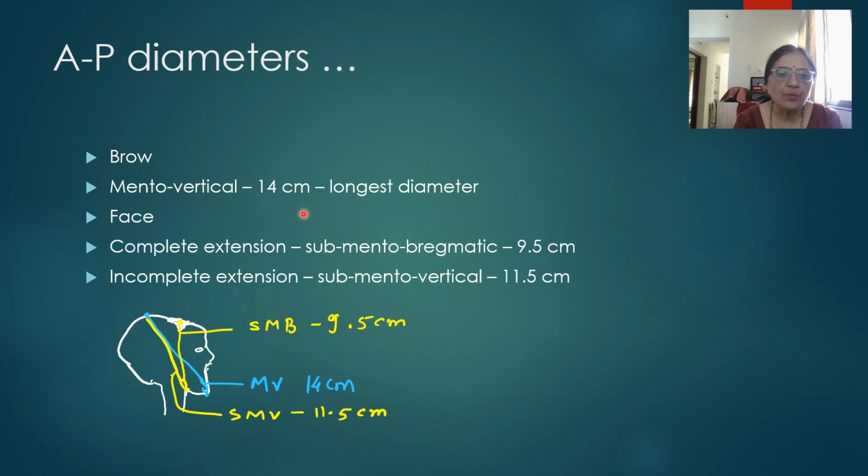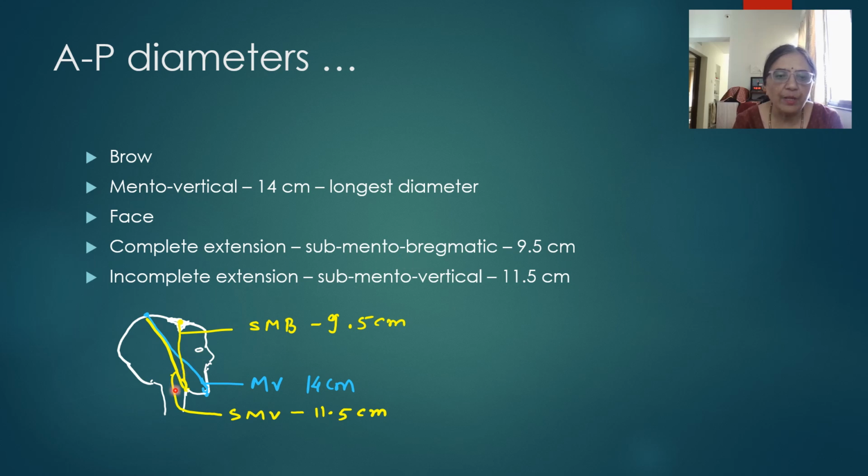So if you are asked which is the largest diameter of the fetal skull presented to the maternal pelvis, your answer should be mentovertical, which is seen if there is a brow presenting part. It is the longest diameter. If the face is the presenting part, and it is a completely extended attitude, then the diameter of engagement is favorable. It is submentobregmatic.